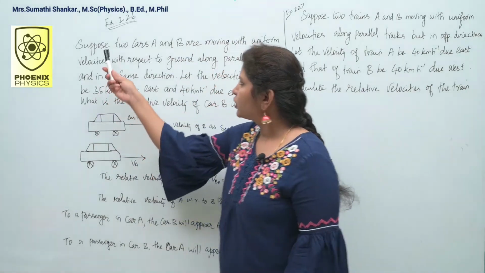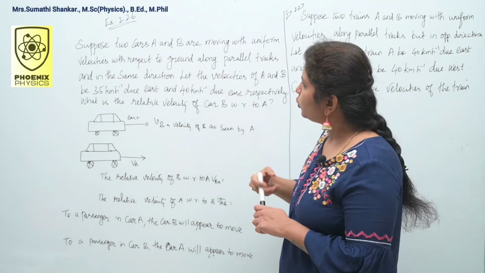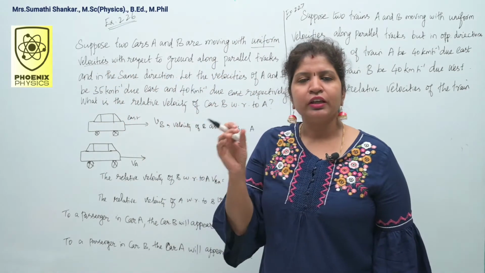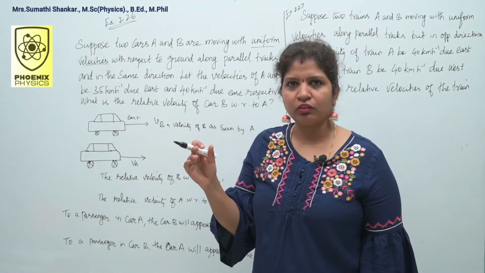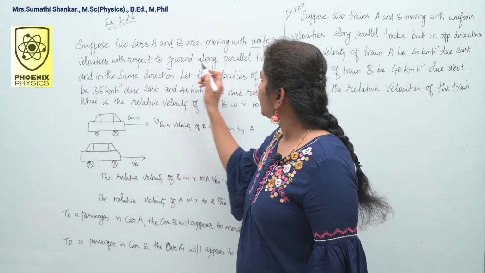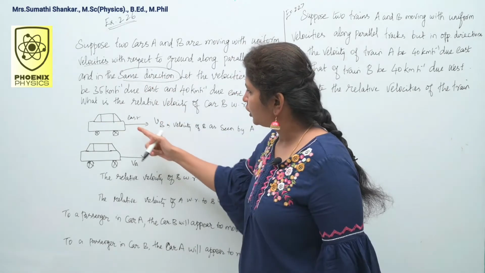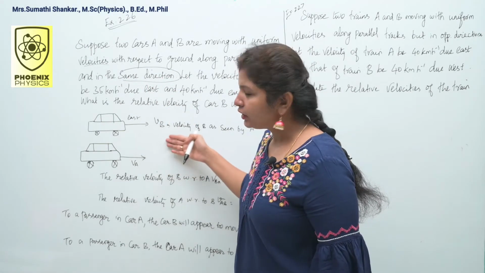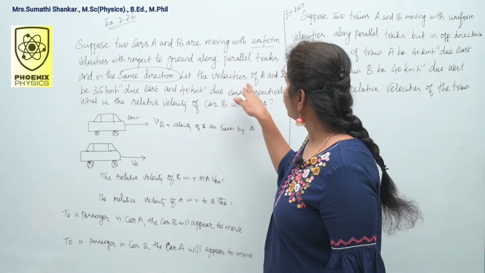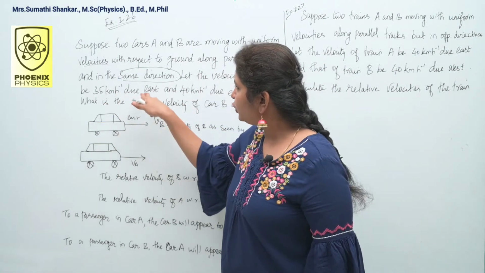First one, suppose two cars A and B are moving with uniform velocities. What is uniform velocity? An object covers equal distance in an equal interval of time. That is uniform velocity. With respect to ground along parallel tracks and in the same direction, like this. So both the cars travel in the same direction. Both are parallel to each other. Let the velocity of A and B be 35 km per hour due east.